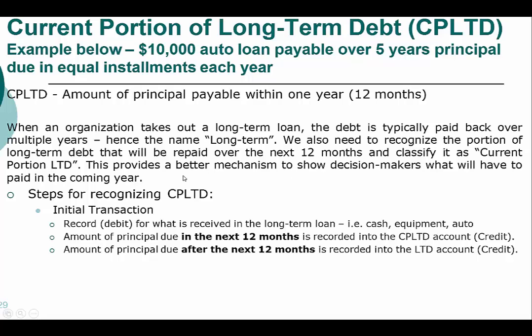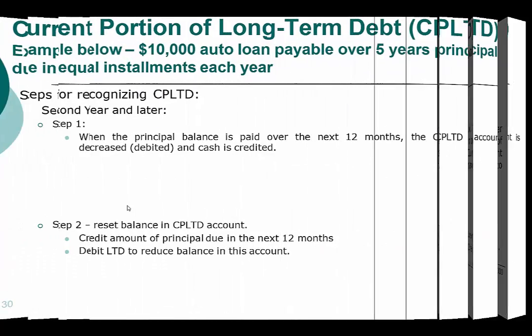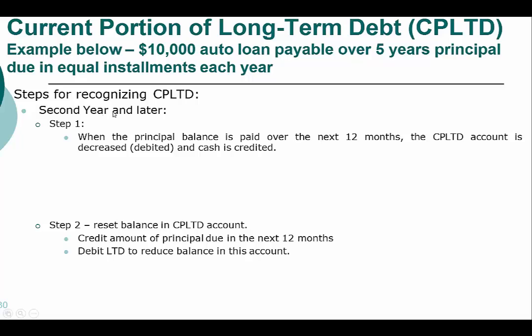This provides a better mechanism to show decision makers what will have to be paid in the coming year. If it's all still in long-term liabilities, management will not know what amount is coming due over the next 12 months, and they have to plan for paying it. On the financial statements they'll be able to dig and find it, but it won't be easily accessible. So there are initial steps for the initial recording, and then on the next page we'll look at what we do as the loan goes longer than a 1 year period.